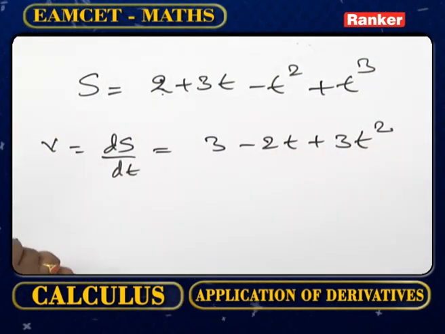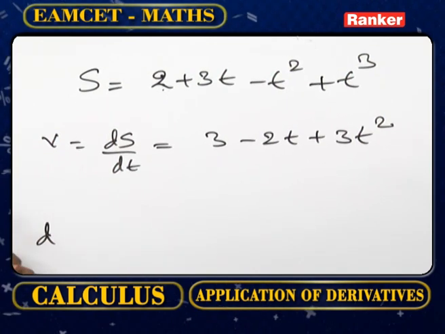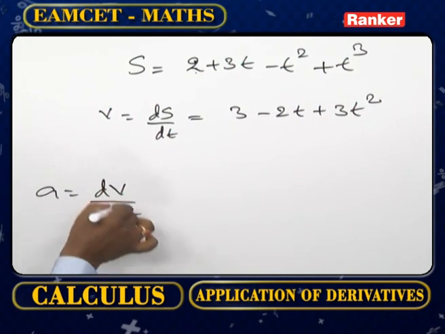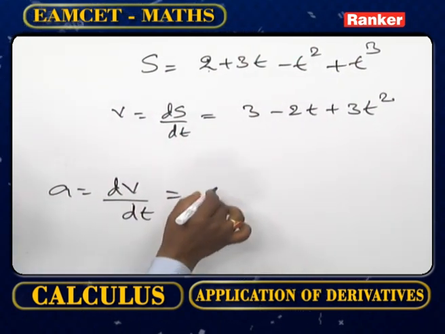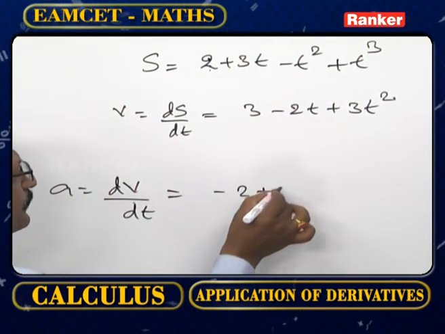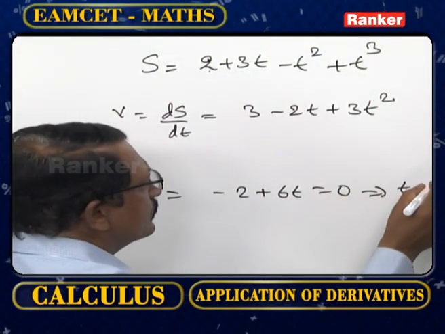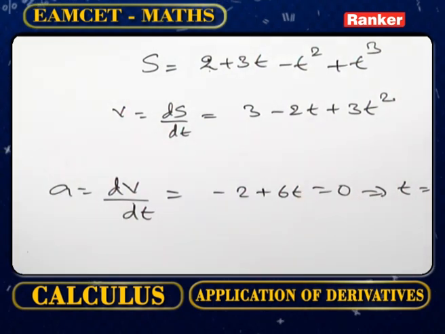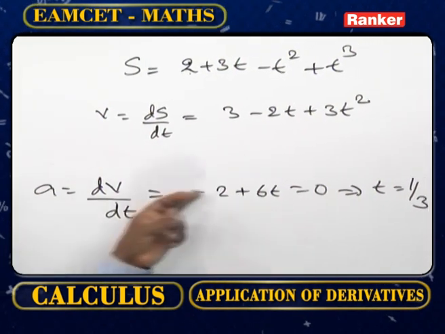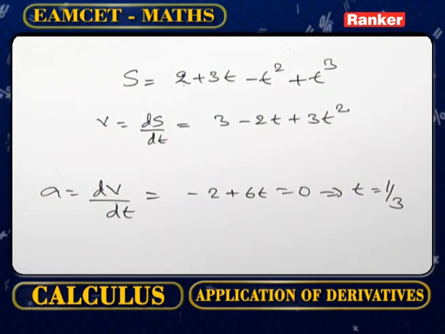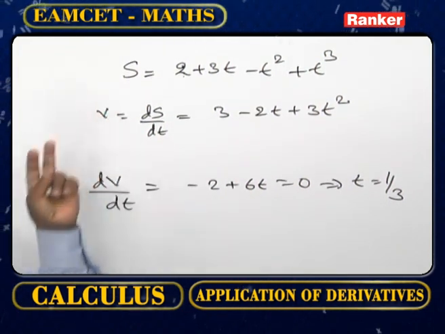But acceleration is 0. Acceleration a equals the rate of change in velocity, dv/dt. But dv/dt = -2 + 6t. If it equals 0, then t = 1/3. So when t = 1/3, acceleration equals 0. But acceleration is 0, required velocity.